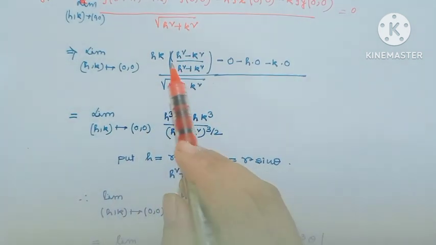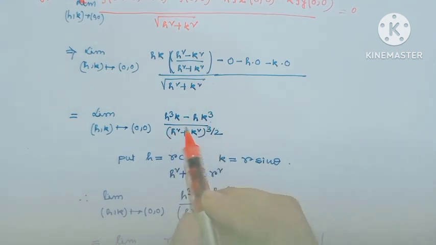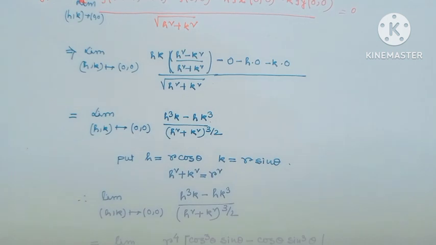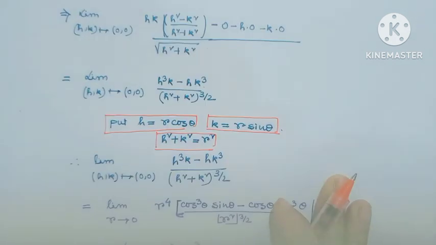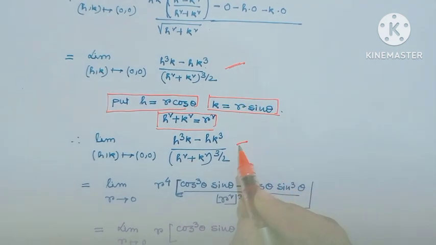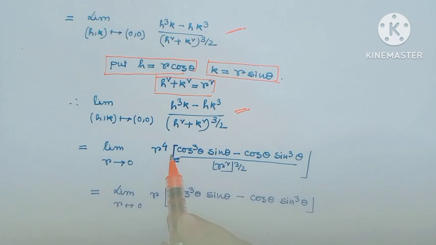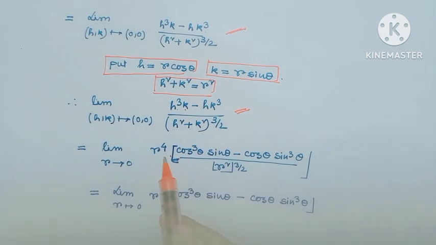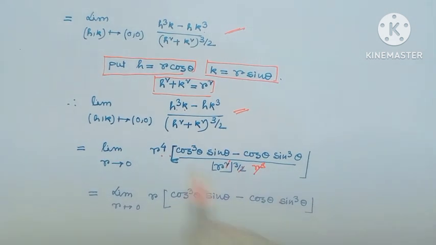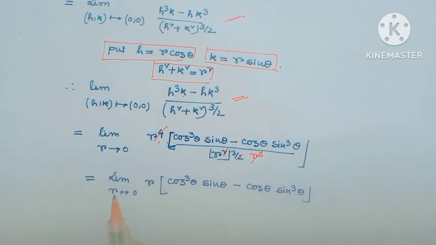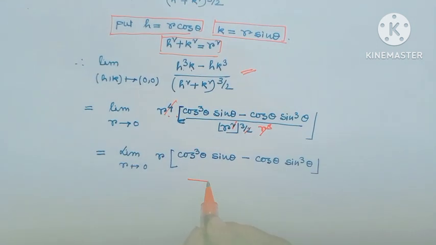This is equal to the limit of (a³k − a k³)/(a² + k²)^(3/2). Put a = r cos θ and k = r sin θ, then a² + k² would be r². Then the numerator would be r⁴ common times (cos³θ sin θ − cos θ sin³θ), and in the denominator r² to the power 3/2 is r³, so this cancels and we are left with r. So the limit as r goes to 0 of r times (cos³θ sin θ − cos θ sin θ), and since r goes to 0, this value goes to 0.